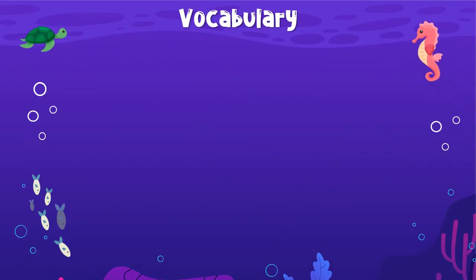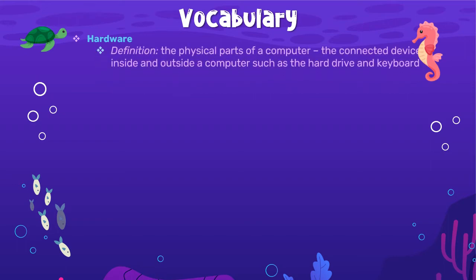Let's talk about your vocabulary words. Our first word is hardware. Hardware. This doesn't mean clothes that are hard. This is the physical parts of a computer, the connected devices inside and outside a computer, such as the hard drive and keyboard. Have you heard of a hard drive before?